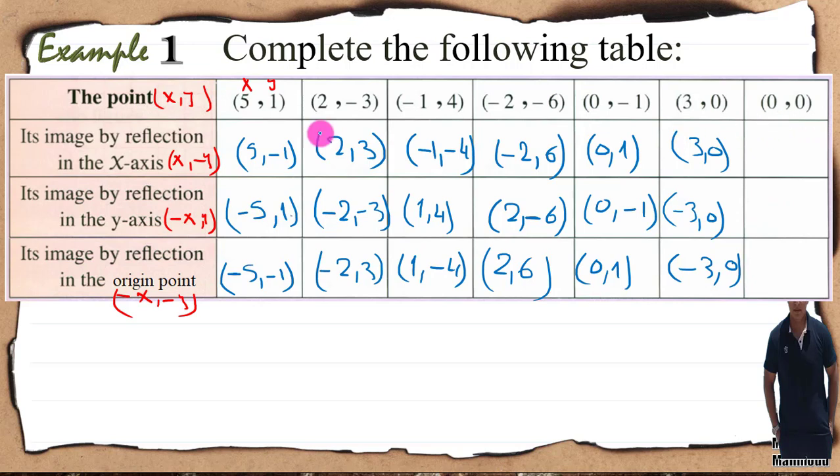0, 0 in the x-axis is itself. In the y-axis itself. In the origin itself. Okay, now another example.